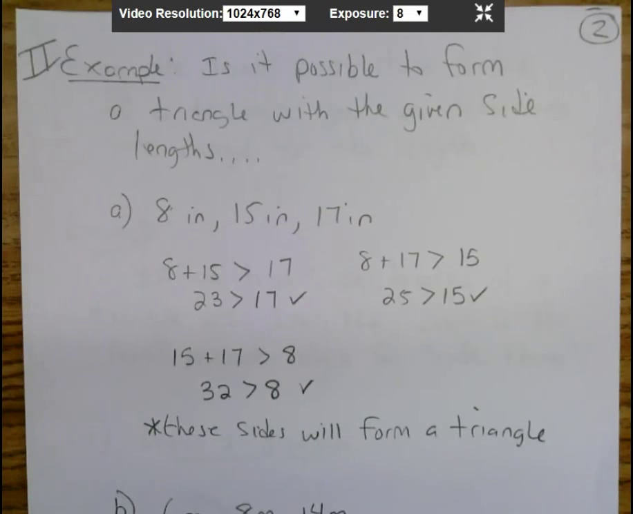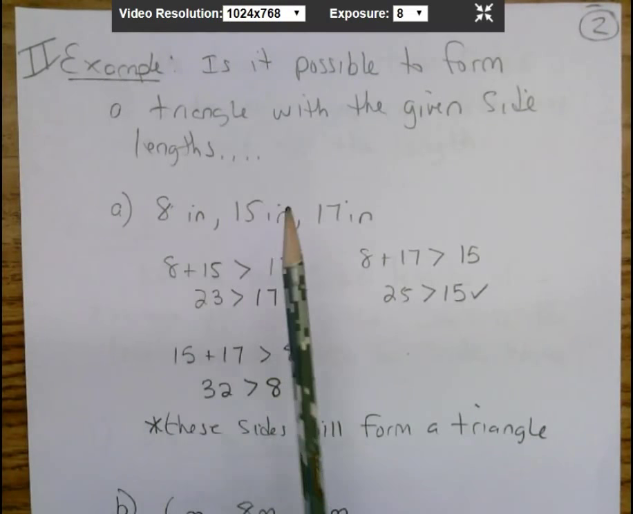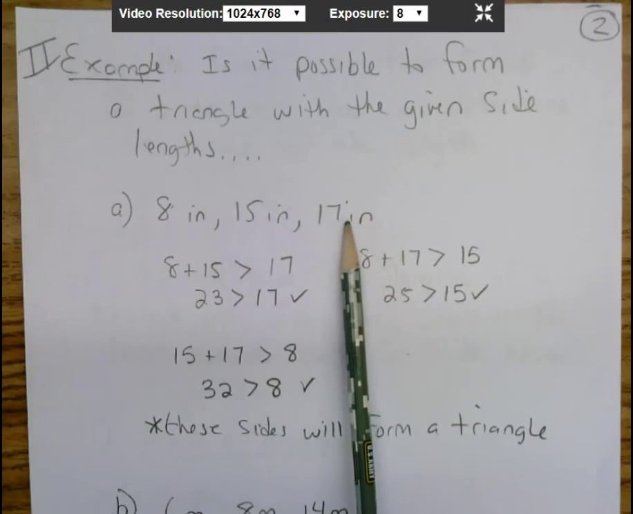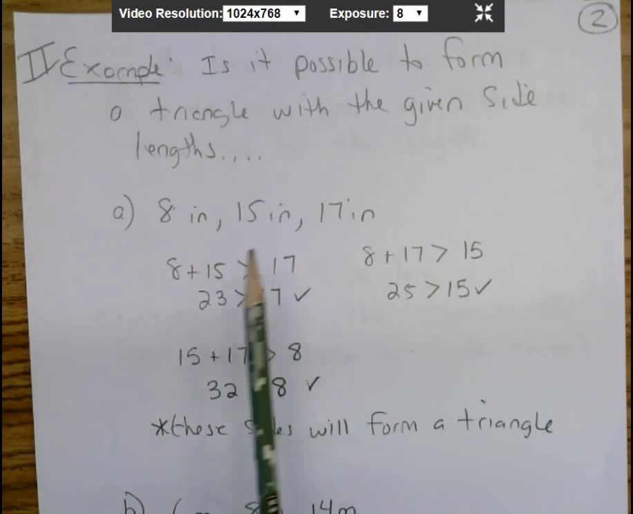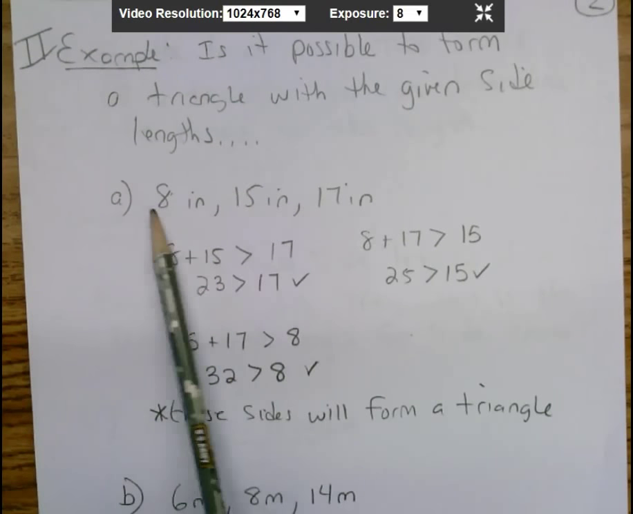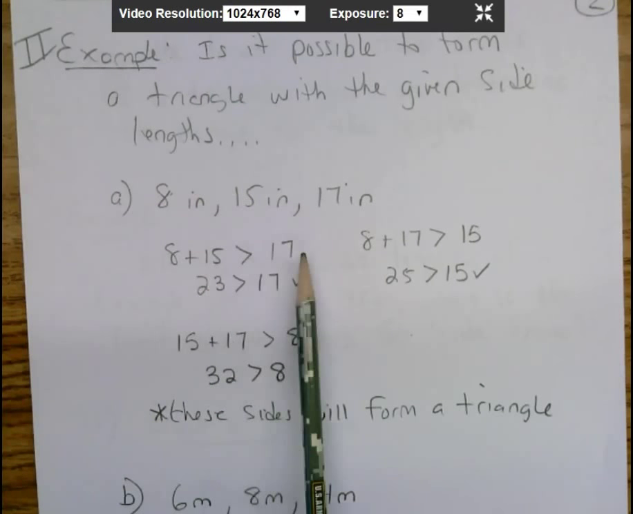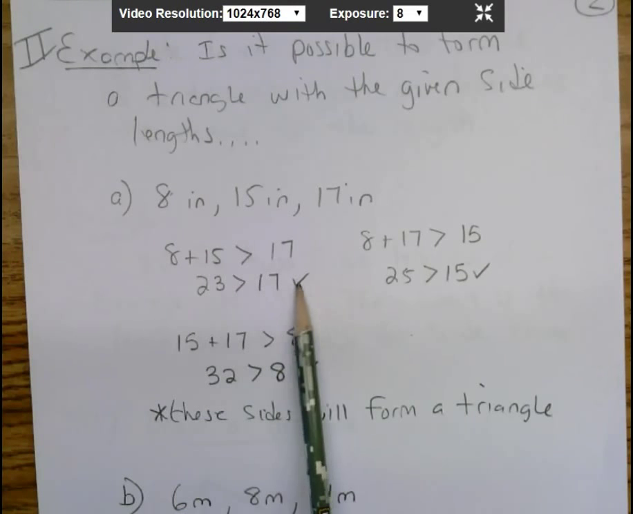So here's an example. It says, is it possible to form a triangle with the given side lengths of 8 inches, 15 inches, and 17 inches? All we do is add any two sides together and make sure it's always greater than the other. So here we do 8 and 15, it's greater than 17. We add them together, 23 is greater than 17, perfect.